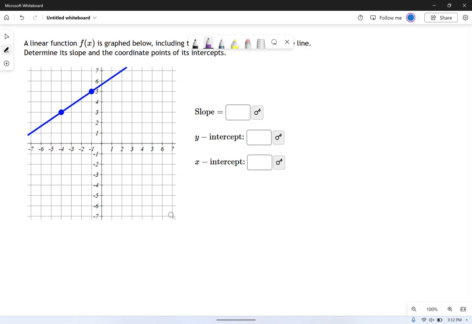We are shown a linear function here in the graph, and we're asked for the slope, the y-intercept, and the x-intercept. Now, we might be able to just figure out the slope from the graph. That's not too bad. But the y-intercept and x-intercept, no luck, because first of all, the x-intercept isn't even on the graph. I can't see it.